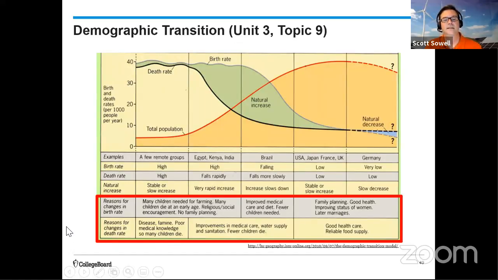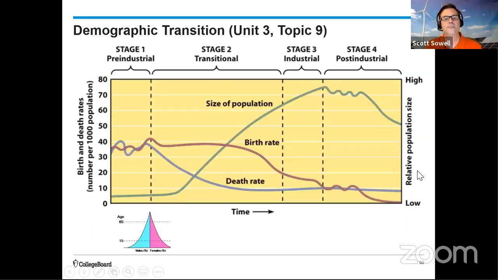whereas the death rate has dropped. There's less disease and famine, there's better health care, better water supply, and then eventually we get to a place where those things even out at the same level, and we start to see a population decrease. And we see that with family planning, good health care, improving status of women, including education, and later marriages. And we started to hear that in the conversation of some of those Brazilian women in the NPR story.